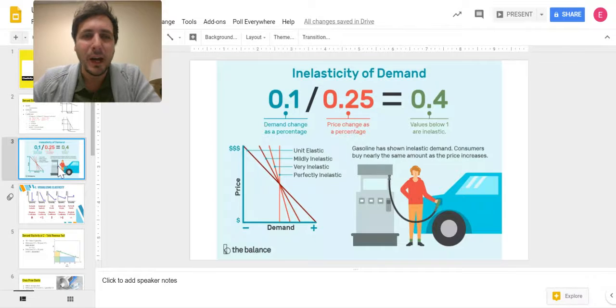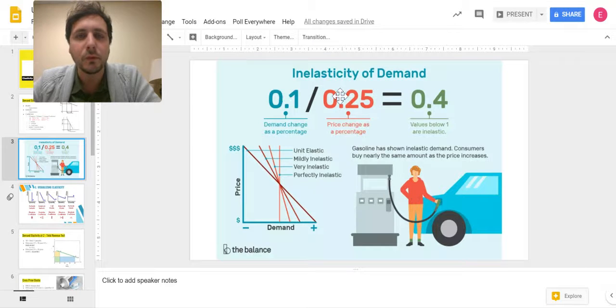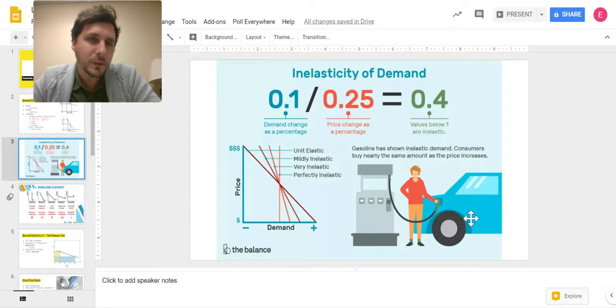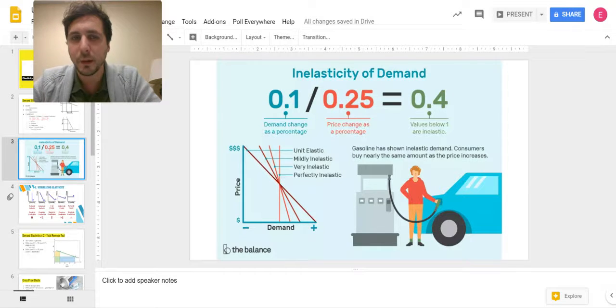Okay, let's look at a little chart here that might help with this. Here it's showing how you do the percent change, right? So instead of plugging in the percentage, which you could do, I plug in the decimals here. So 0.1 divided by 0.25 kicks out 0.4. 0.4 is less than 1, so it must be inelastic. Then it talks about how gasoline is inelastic because it's a need. Even though the price changes all the time, the quantity demanded doesn't change all that much.